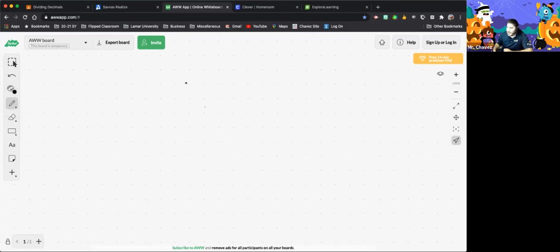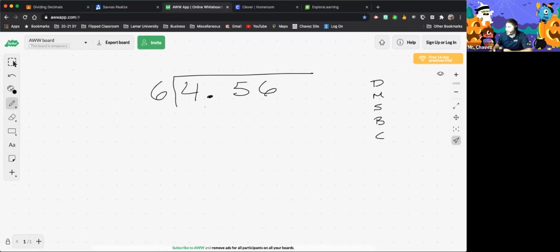How about this? Here's this one. 4 and 56 hundredths divided by 6. Go ahead and solve that one. Put your answer in the chat box once you're done. Remember to do your dominoes. Remember your dominoes are going to be of 6. So you should have 6 dots here, starting at 6 times 1. I'll give you guys time.